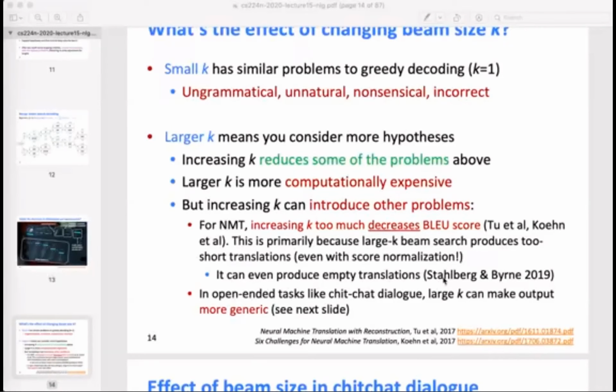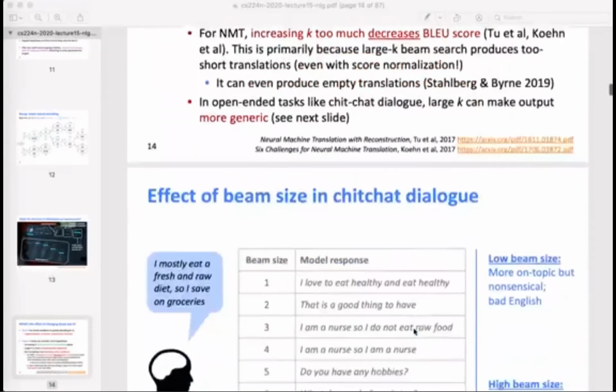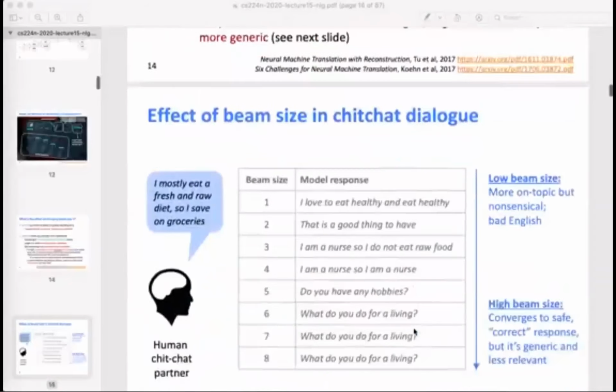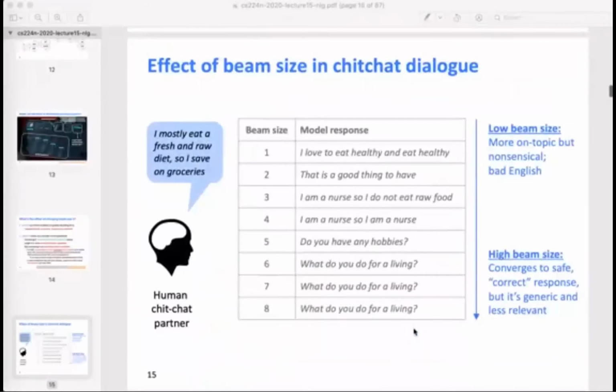Another problem is in open-ended tasks such as chitchat dialogue. So the large k can make output more generic. What does it mean by more generic? Let's take a look at the next slide to see an example. So basically here, we can see that a human chit-chat partner says, "I mostly eat a fresh and raw diet, so I save on groceries." That's pretty cool, right?